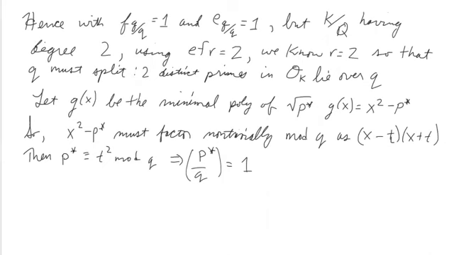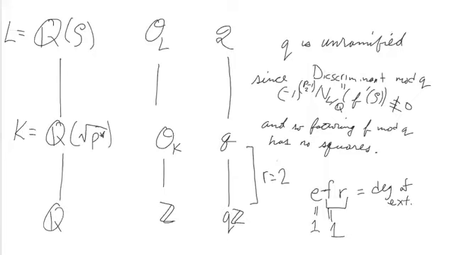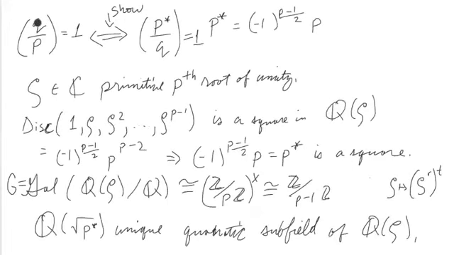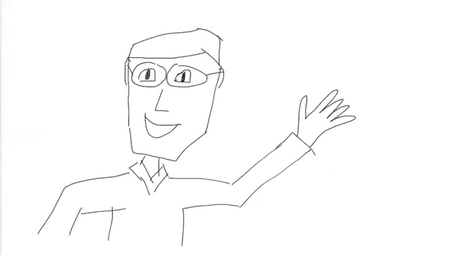So what we have just shown is that if q is a square mod p, then p star is a square mod q. And it goes back the other way too. Let's see why.